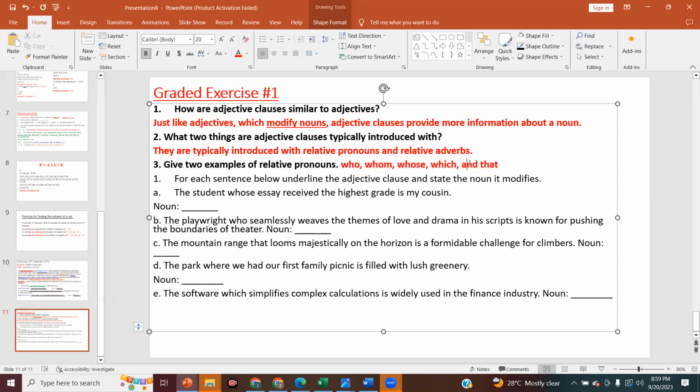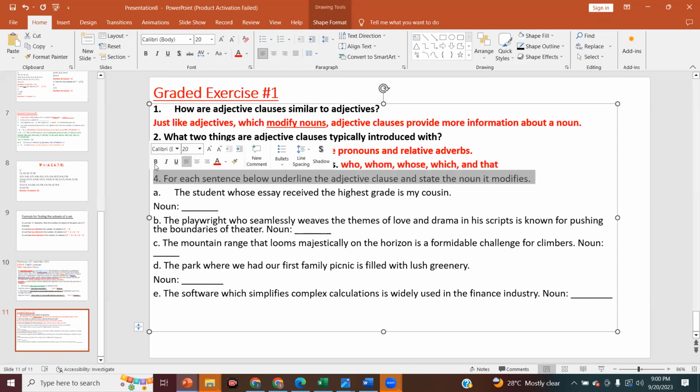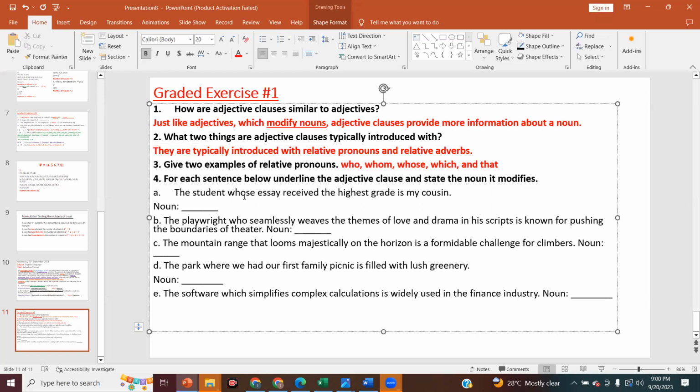Perfect. And for each sentence below, number 4, underline the adjective clause. So you have to underline the adjective clause and state the noun. For this one, what is the noun?